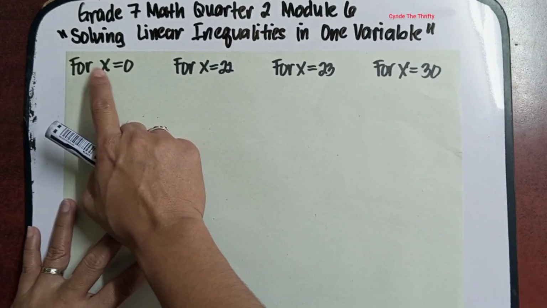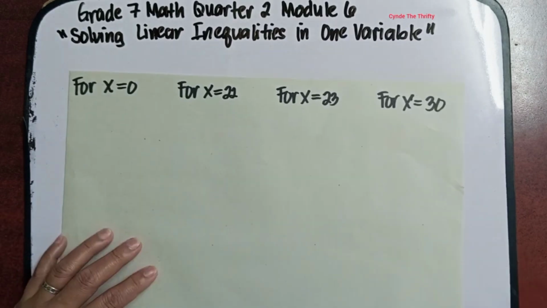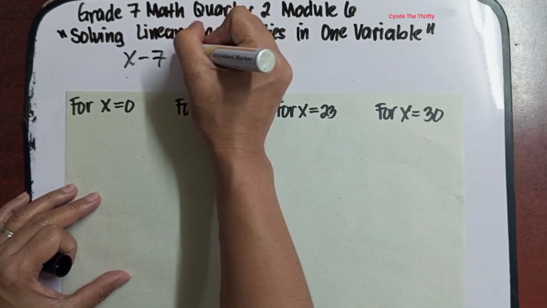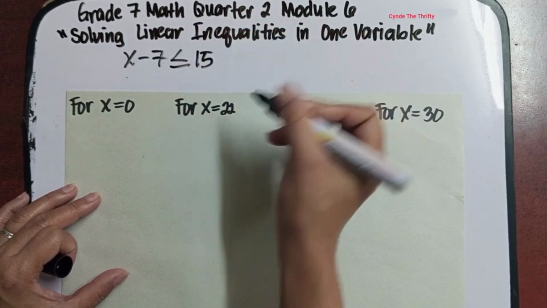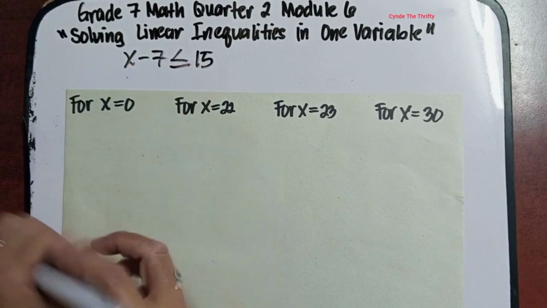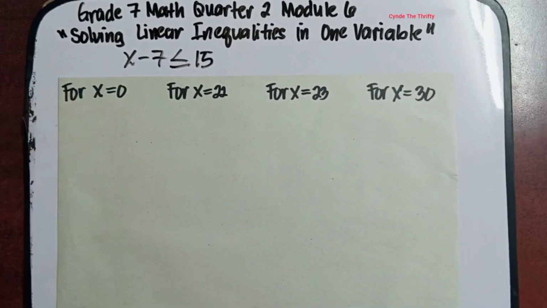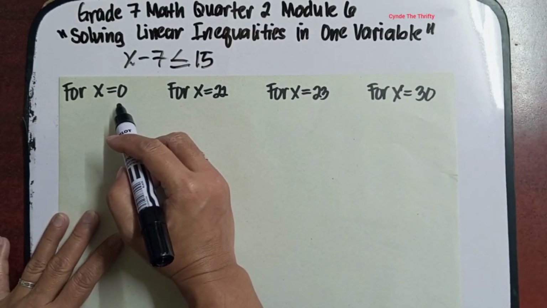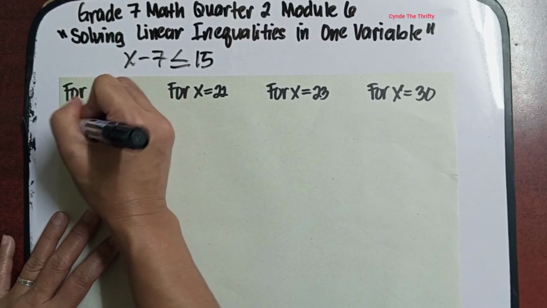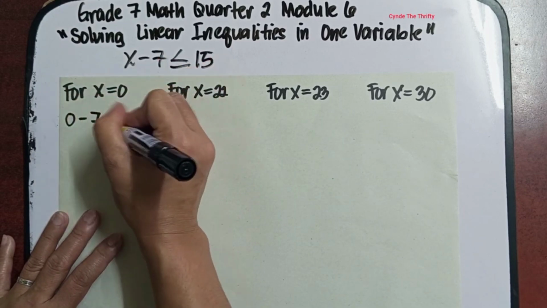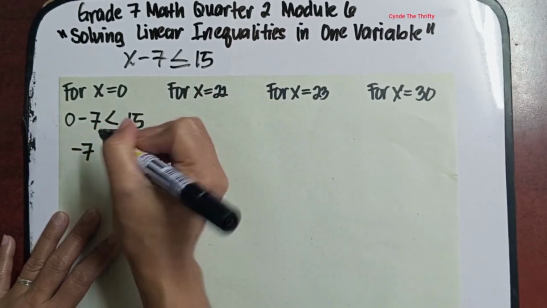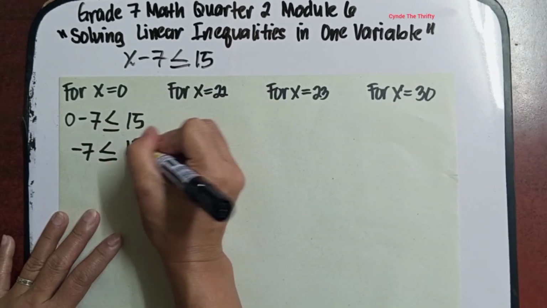Dito naman tayo, kung ang value ng x is 0. Okay, so ang ating equation is x minus 7 is less than or equal to 15. Okay, so ito ang ating linear inequality. X minus 7 is less than or equal to 15. Kung ang value ni x is 0, isolve natin para malaman natin kung si 0 ba is a solution sa ating linear inequality. Okay, so x, ang value ni x is 0, minus 7 is less than or equal to 15. So 0 minus 7 is equal to negative 7 is less than or equal to 15.